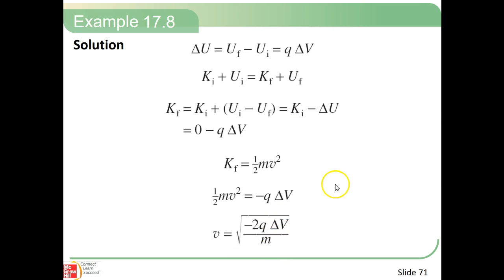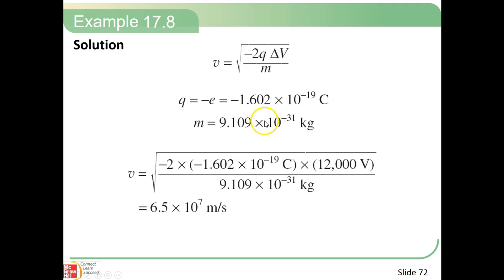So let's take a look at what happens here. We have to have an electron. If we don't, we'll have a negative under the radical, which gives us an imaginary number. So we're glad that our charge is negative. The mass of an electron from the chart is 9.109 times 10 to the negative 31st. Now we plug in negative 2, times our charge on the electron, which is negative, which is good, times 12,000 volts as our change in potential, and divide by the mass of the electron. We see that the electron is moving pretty quick, about 6.5 times 10 to the 7th meters per second.